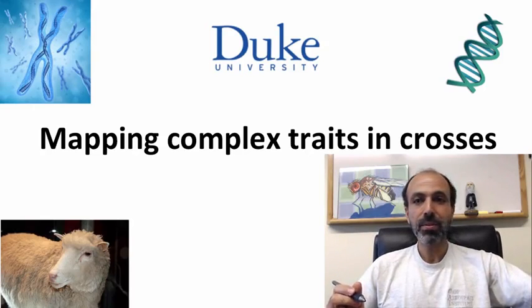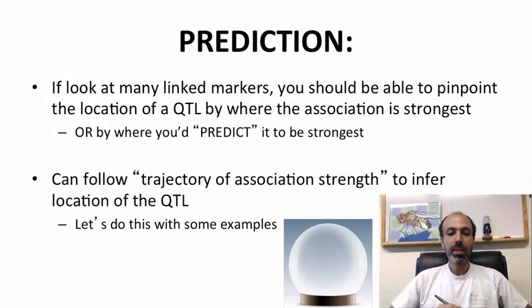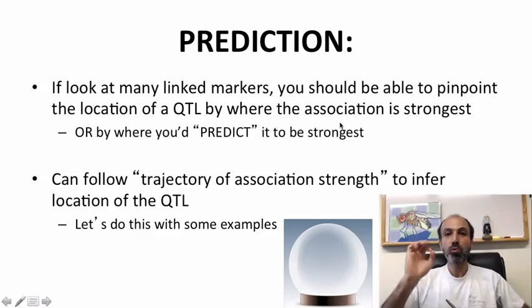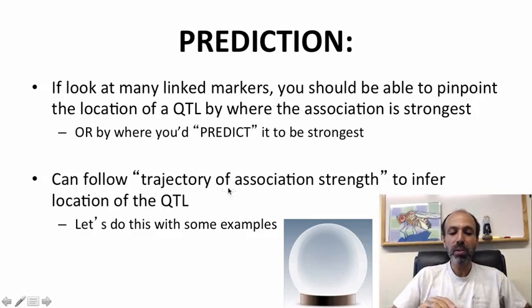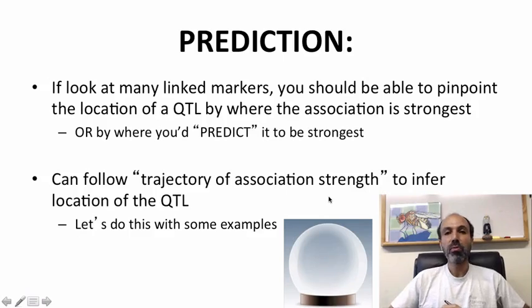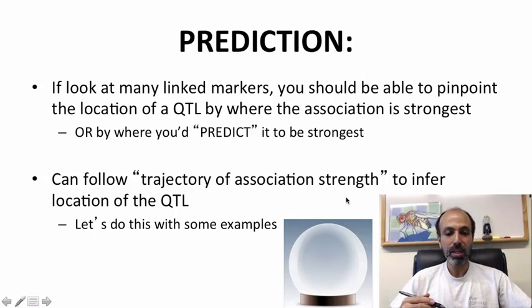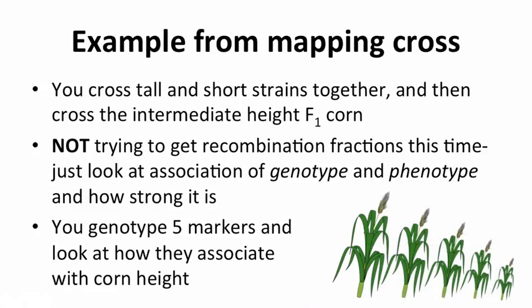Again, as I said at the very end of the last video, the ultimate prediction is that if we look at many linked markers, we should be able to pinpoint the location of a QTL by where the association is strongest. And we talked about exactly what that meant in that context. So we'll follow the trajectory of association strength to infer the location of the QTL. Let me illustrate this with an example, because trajectory of association strength may be a little bit difficult to understand. So let's use an example from the mapping cross.